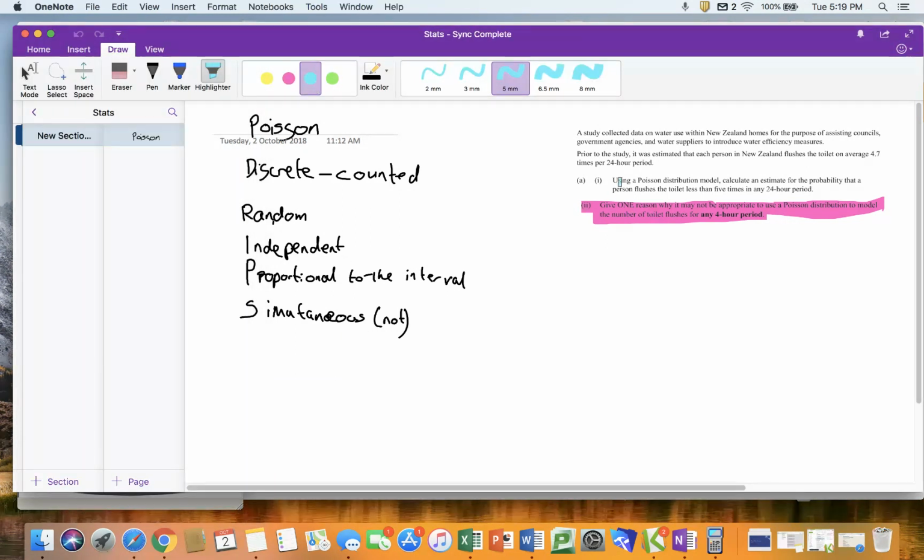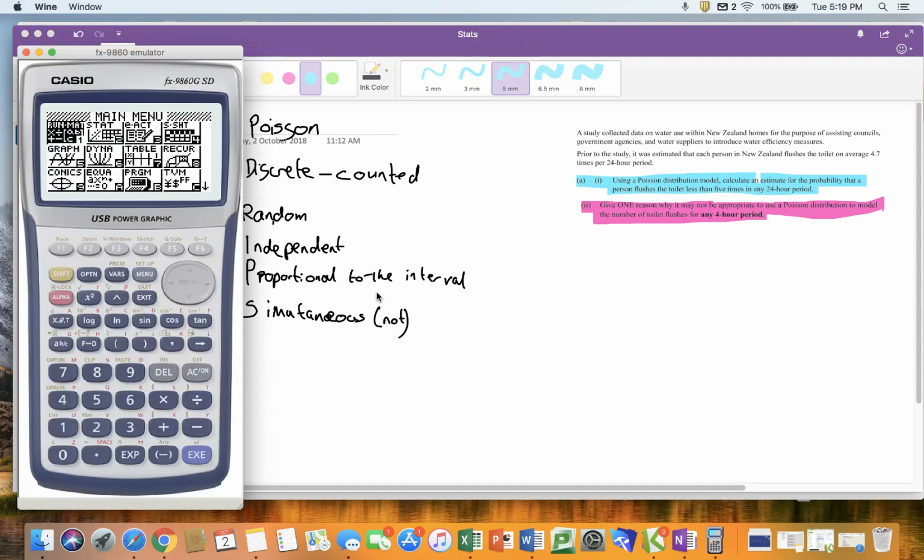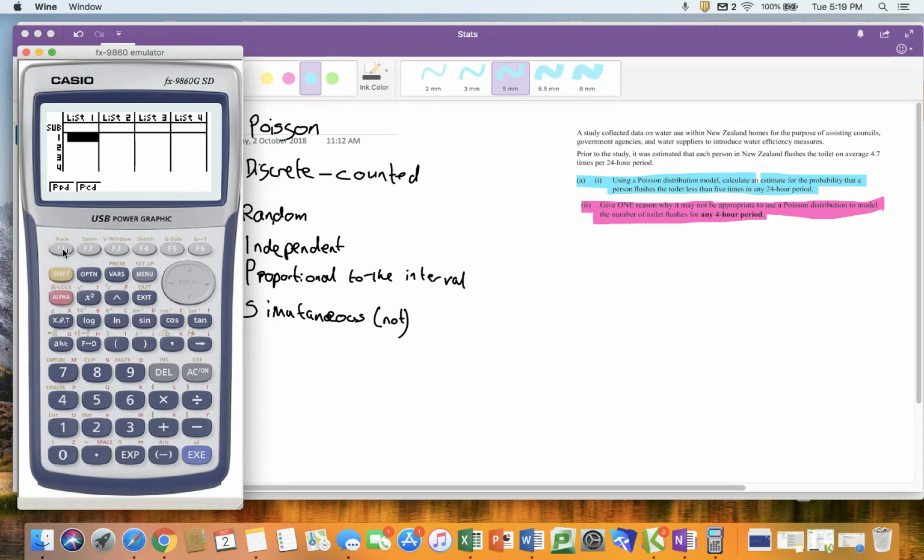So if I look at the question that I've been given: using the Poisson distribution model, estimate the probability that a person flushes a toilet less than 5 times in a 24-hour period. So here's my calculator. I go to stats, which is on menu 2. I go to distributions. I can look there and it doesn't mention Poisson. I've got normal, t, chi-squared, F, binomial. So I use F6, which has got a little arrow on it. It takes me on to Poisson. If you've got a newer version of the calculator, you've got many more options at that point.